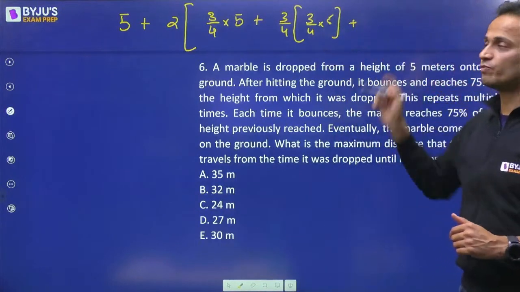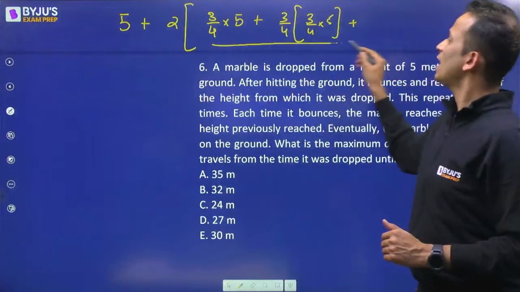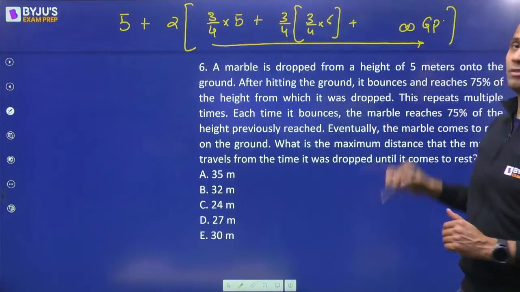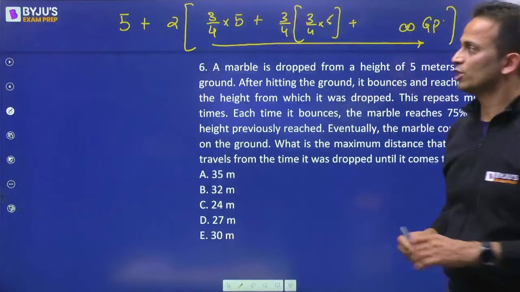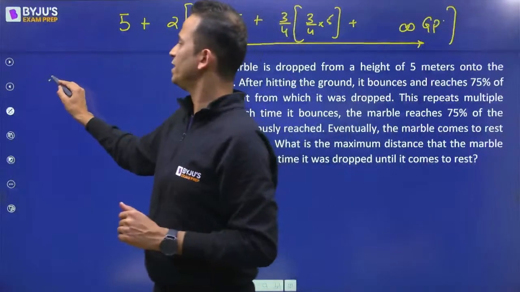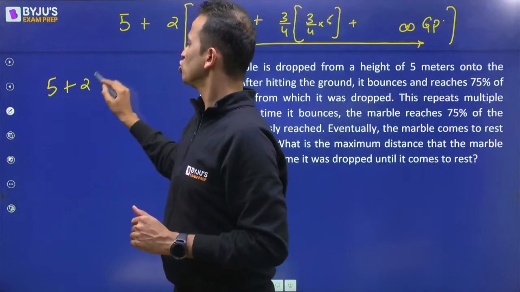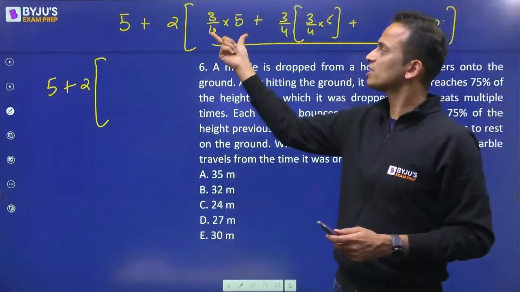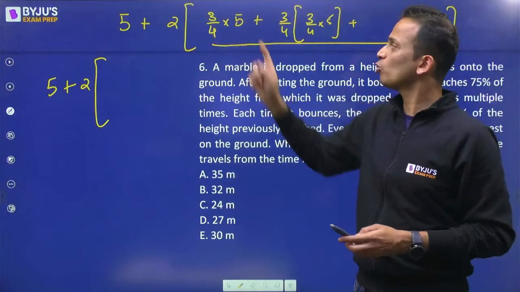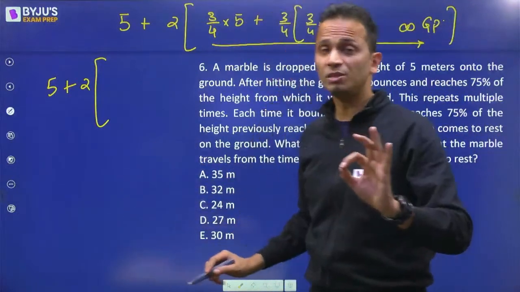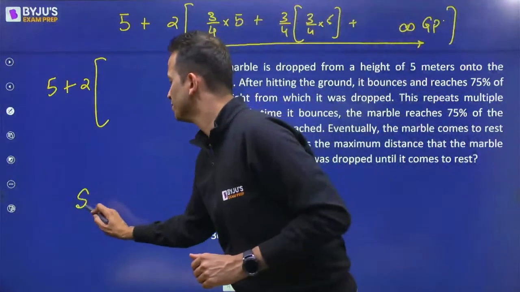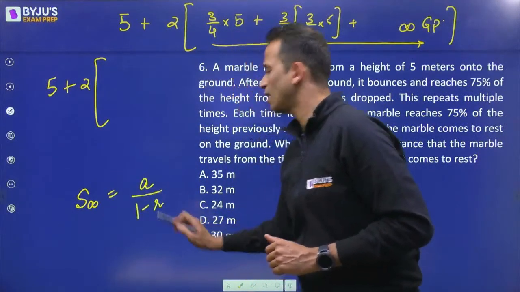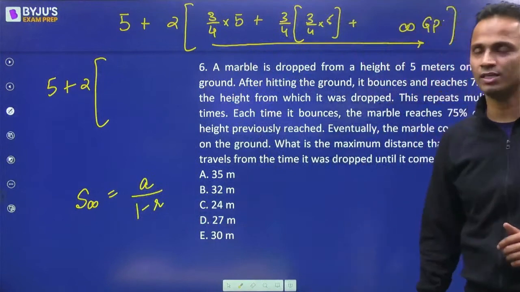3/4 of the previous value. So basically this is an infinite GP in the bracket. So I'll evaluate 5 separately plus twice of the sum of infinite GP, whose first term is 3/4 multiplied by 5. The sum of an infinite GP, I'll write the formula: A upon 1 minus R. This is the formula, A upon 1 minus R.